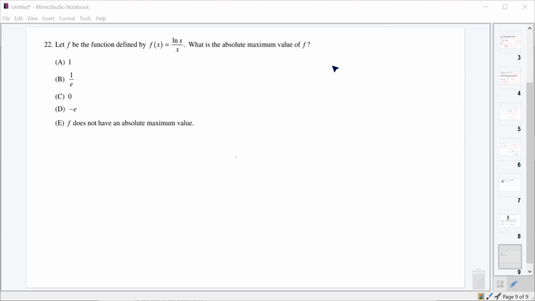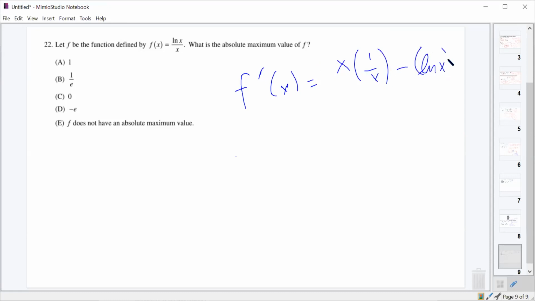All right, number 22 from 2012. We got f of x equals ln x over x. What's the absolute maximum of f? So what we do is we take our derivative, f prime of x, and this is the quotient rule. It's a function divided by another function. So we should get x for the denominator times the derivative of natural log of x, which is 1 over x, and then minus ln x times the derivative of x, all over x squared. And so we end up with 1 minus ln x over x squared.